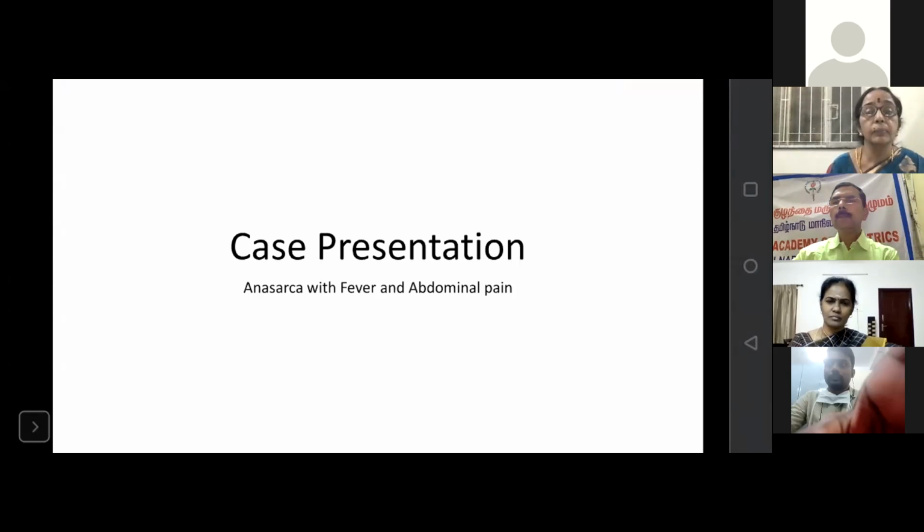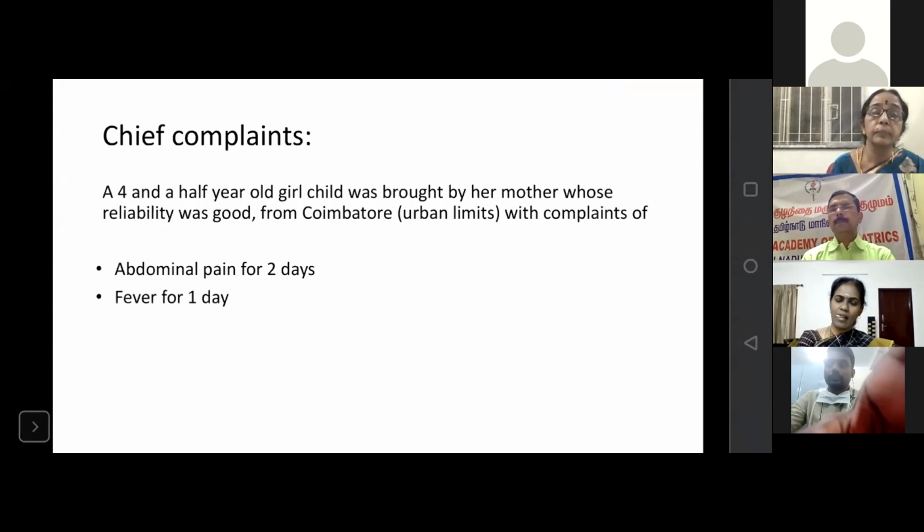Good evening, all. First of all, I'm extremely grateful for this huge learning opportunity given to me. With a huge thanks to everyone, I'll start my presentation about this case of Anasarca with fever and abdominal pain. So this is a 4.5-year-old girl child who was brought by her mother, who was from urban limits of Coimbatore with complaints of abdominal pain for the past 2 days and fever for the past 1 day.